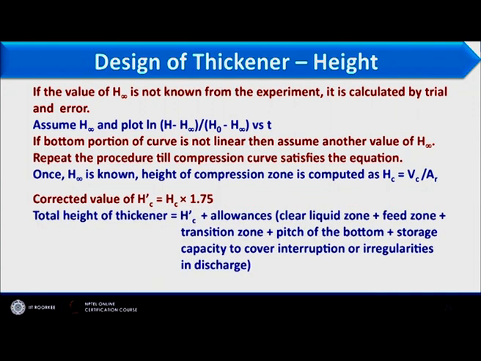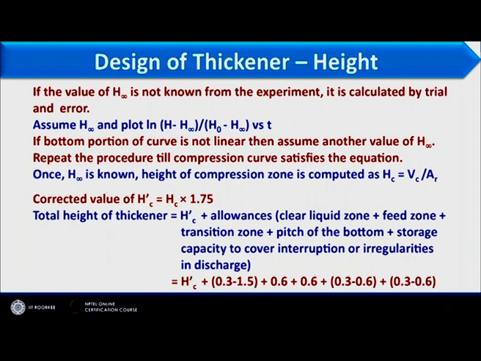Here we have to calculate the total height of the thickener, that is Hc dash plus allowance. Allowance for what? The clear liquid zone plus feed zone plus transition zone plus pitch of the bottom plus storage capacity to cover interruption or irregularity in discharge. So considering all these factors, we have to calculate the height of the sedimenter. These values are shown over here, where some values are in a range and other values are a specific value. So adding all these to Hc dash, we can calculate the total height of the sedimenter.